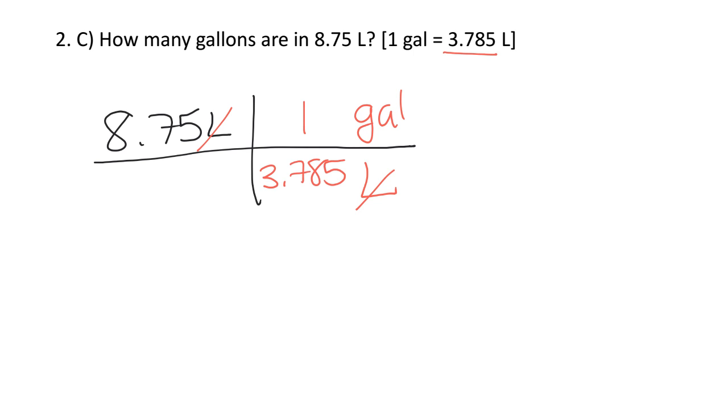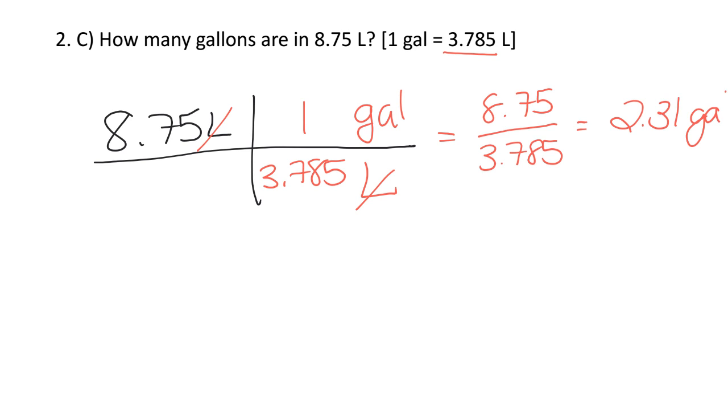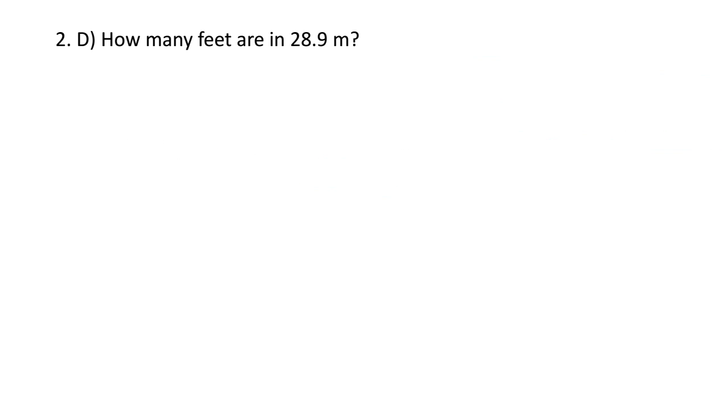So 3.785 here and 1 here. When you do that math, it's 8.75 divided by 3.785, which is 2.31 gallons. There you go.